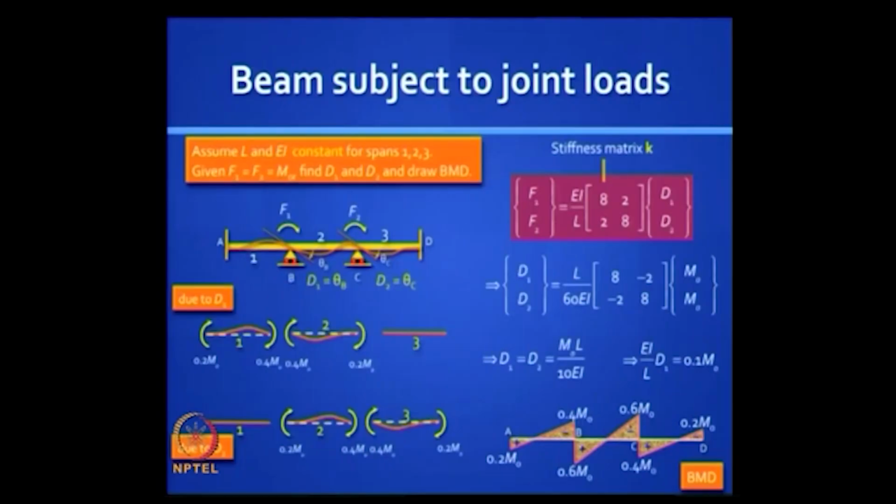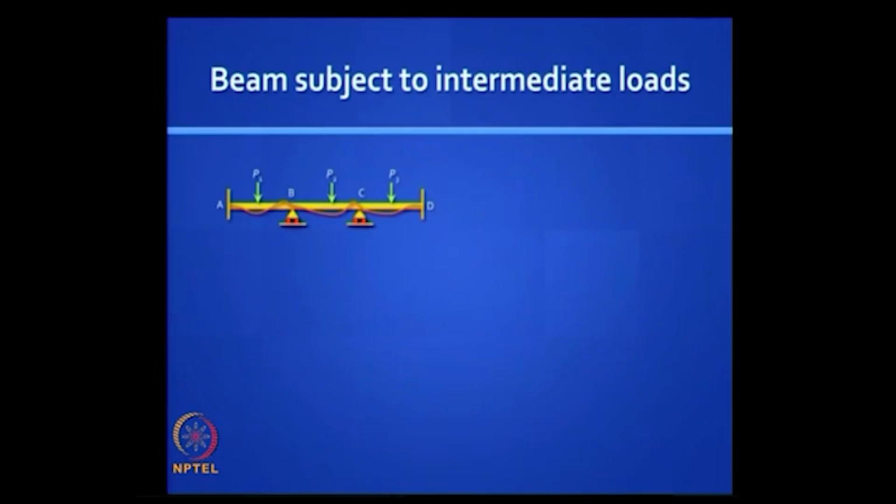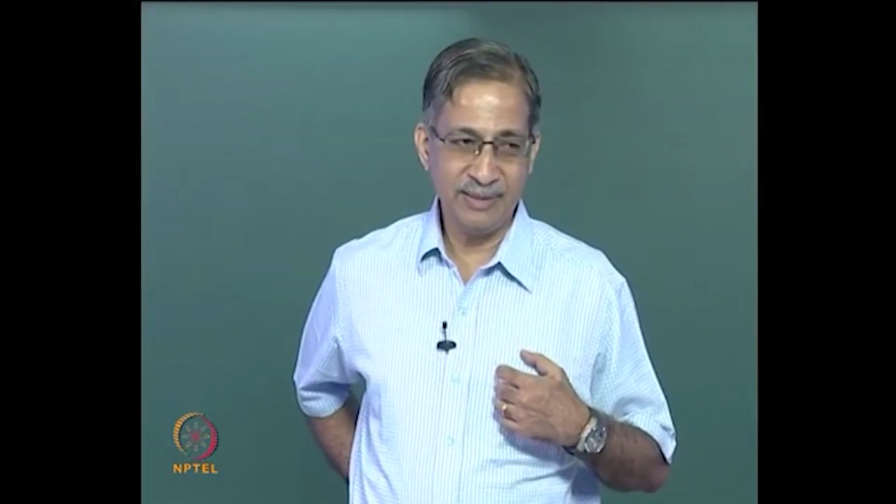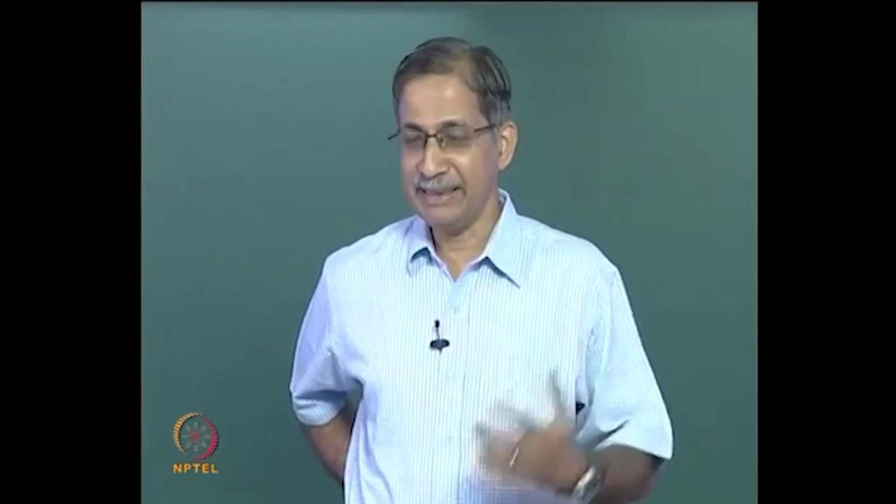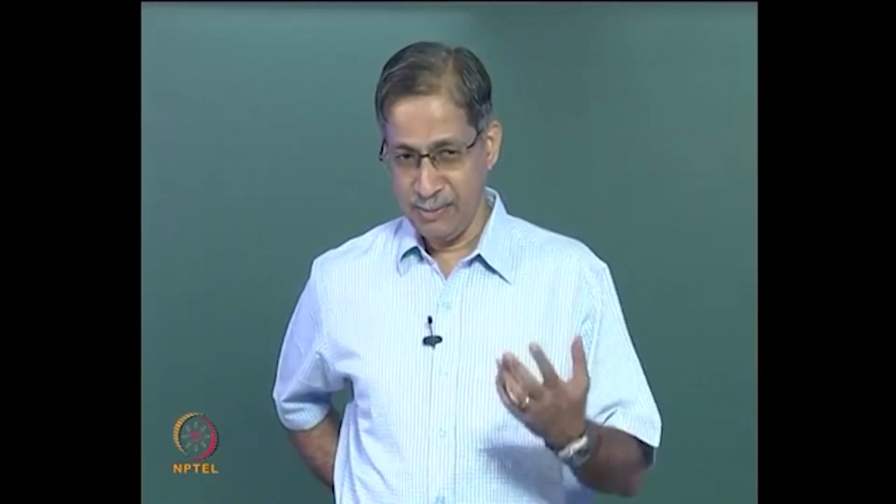Now this was an easy problem in the sense the loads were given to you conveniently as concentrated loads F1 and F2. In reality, the loads are more likely to look like this, right? These are intermediate loads. How will you handle this problem with the same stiffness matrix, right? So we are getting into the formulation of the stiffness method of analysis, which is what we need later when we do matrix methods. How will you handle this problem?